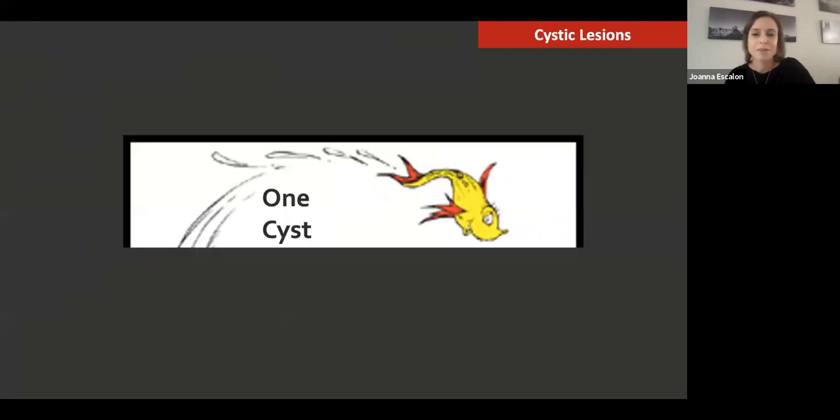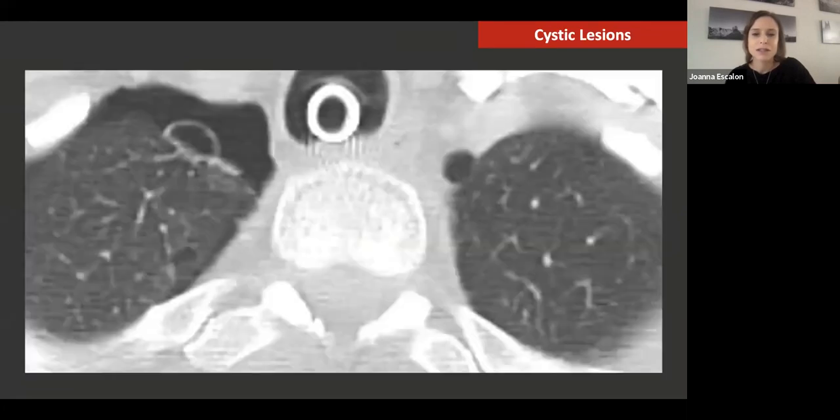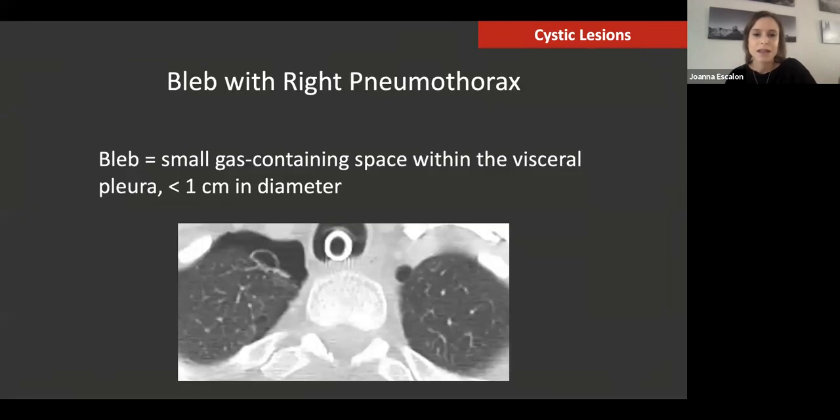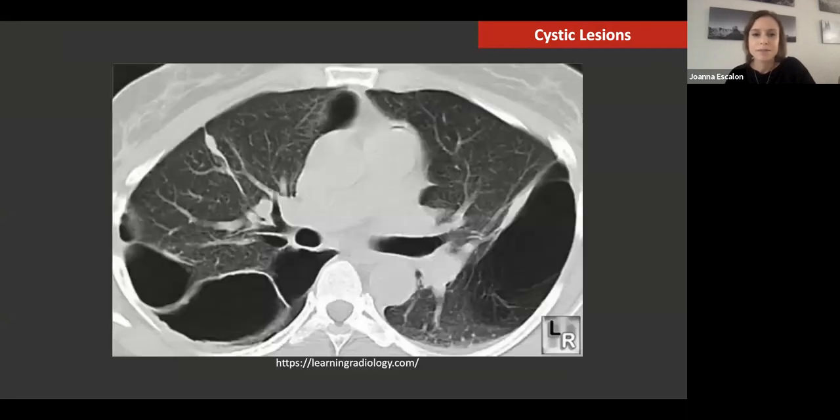So, starting with the entities that can cause cysts but aren't really cystic lung diseases. For each case I show, I'll give you a moment to take a look at it. Here we see a small cyst in the right apex with an associated pneumothorax. This is just a bleb with a right pneumothorax. What is a bleb? It's just a small gas-containing space within the visceral pleura, and by definition, it's less than 1 centimeter in size.